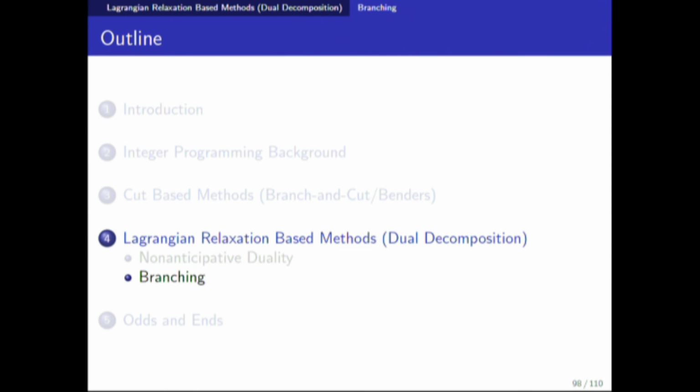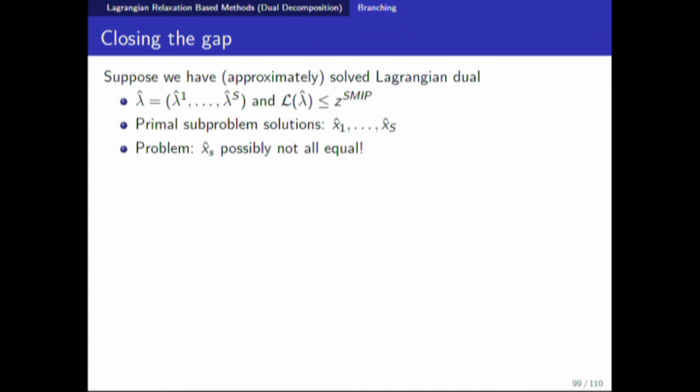Now we've solved a Lagrangian dual. Imagine we've used one of these methods to get a Lagrangian dual bound. We have some candidate solution, say lambda hat, which gives us a lower bound on the optimal value. When we solve all the subproblems with that lambda hat put in, we get all these subproblem solutions x_1 up to x_S. But it might not be a truly feasible solution, because those non-anticipativity constraints that we relaxed said all these subproblem solutions are supposed to be equal to each other. They might not all be equal. So we're not done yet. That's why it's not an exact algorithm yet.